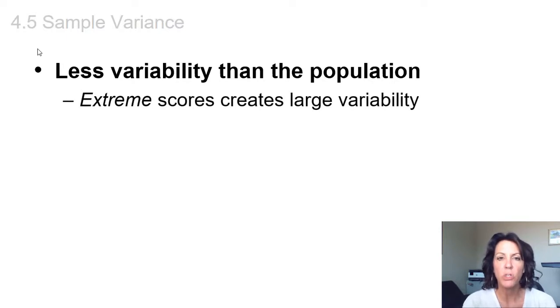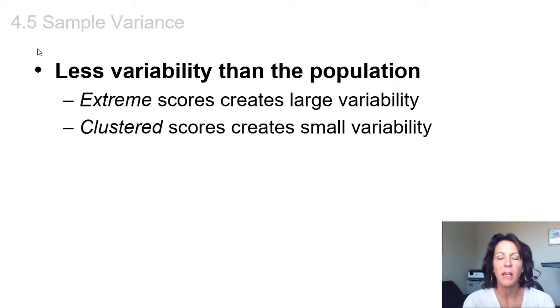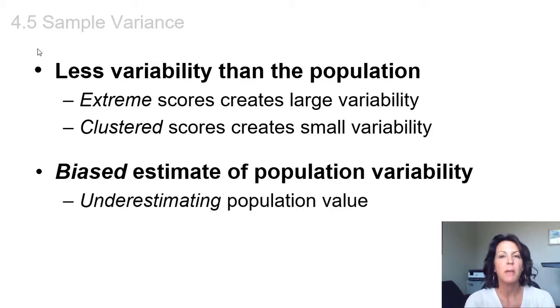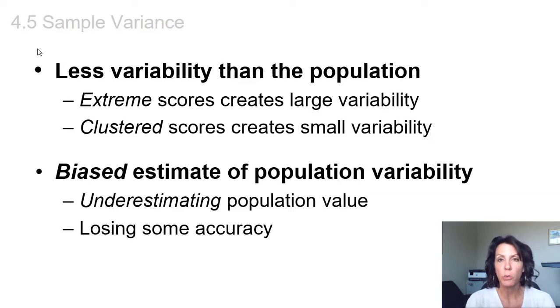Let's recall that extreme scores can create larger variability and clustered scores create smaller variability. When we're dealing with the actual population, we have a greater chance of having extreme scores. There's more possible people, more possible scores. And so populations have more variability usually than do samples. So if we were just to take the variance of a sample and apply it to a population, that would be a biased estimate of population variability because we would be underestimating the population value. And in doing so, we would be losing some accuracy.